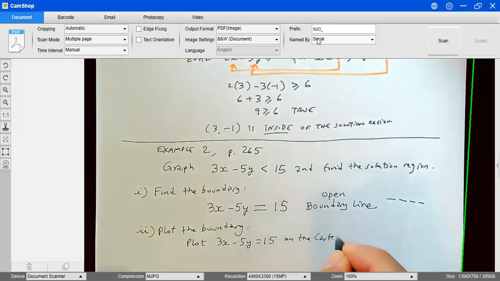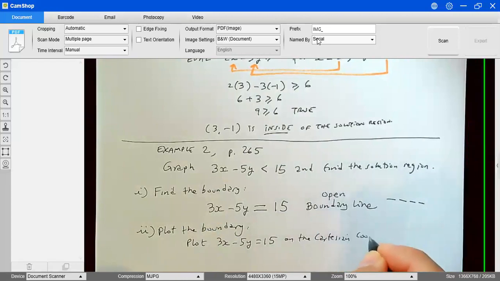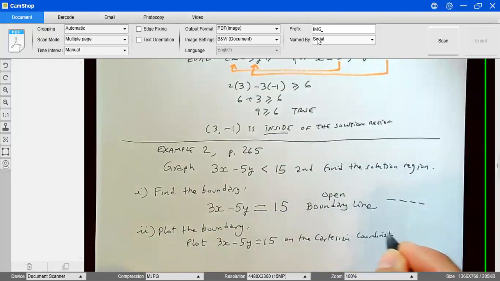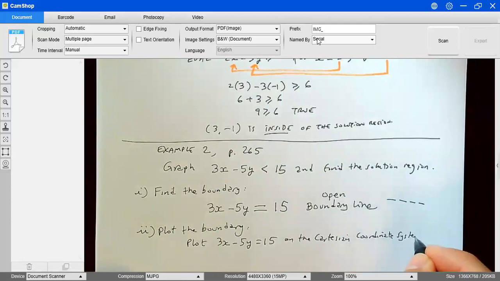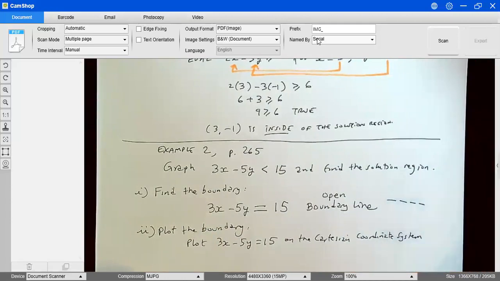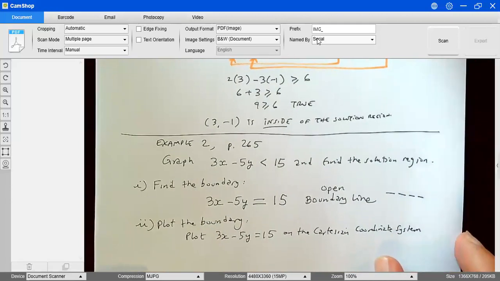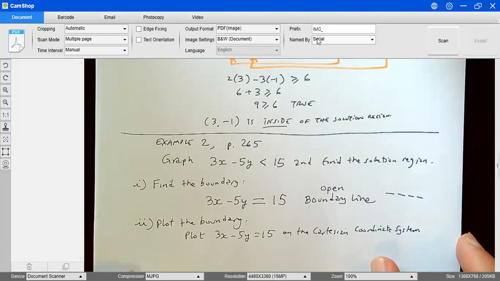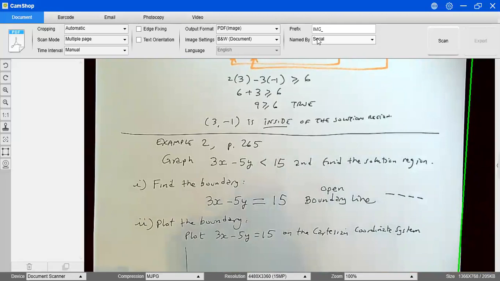Cartesian coordinate system. Now you are free to use the method that you like the most to plot your lines. I recommend in this case, because this is the standard form, that we use the method using intercepts to get the line. So we just need to find the intercepts.